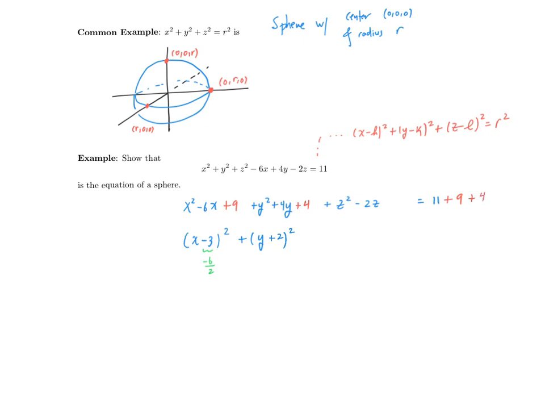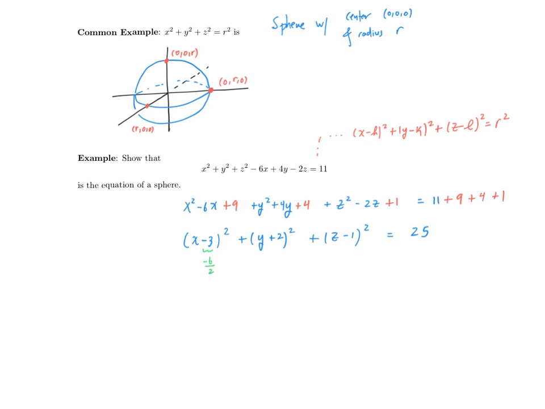And in terms of z coordinates, z squared minus 2z would be the first two terms of z minus 1 squared. But in order for those to truly be equal, we need a plus 1. And now if we add up all of those numbers on the right, we have 25. And so we have truly put this in the desired form that we indicated at the start of the example.